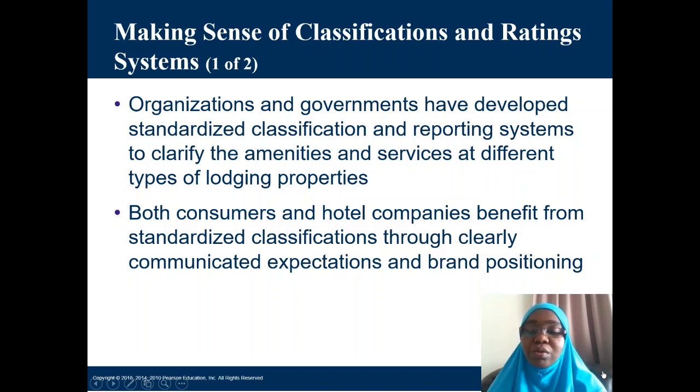It's just so as not to overhype the expectation on both parties' side, and they also have clear communications about what to expect, as well as the brand positioning.